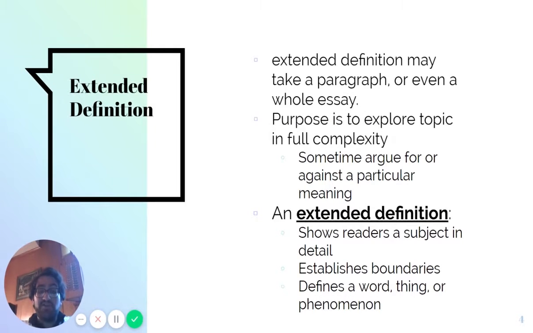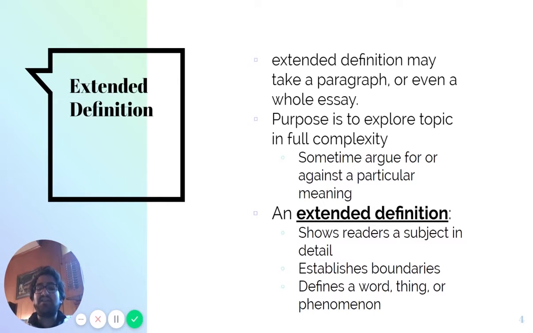Now, by contrast, most of our essays were extended definition. An extended definition may take a whole paragraph. It could even be the whole essay. The purpose is to explore a topic in its full complexity and sometimes argue for or against a particular meaning. We could be competing to define a term a certain way.